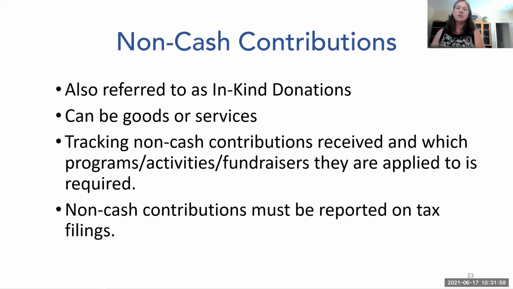So non-cash contributions or in-kind donations received by your PTA are required to be reported on tax filings. If your PTA files a Form 990 or 990-EZ, which you have to be well over $50,000 in income to do, non-cash contributions are reported as part of the contributions, gifts, grants, and similar amounts received. If your PTA files the Form 990-N e-postcard with the IRS, your PTA will still have to report the non-cash contributions to the Attorney General's office on the new CT-TR-1 form.